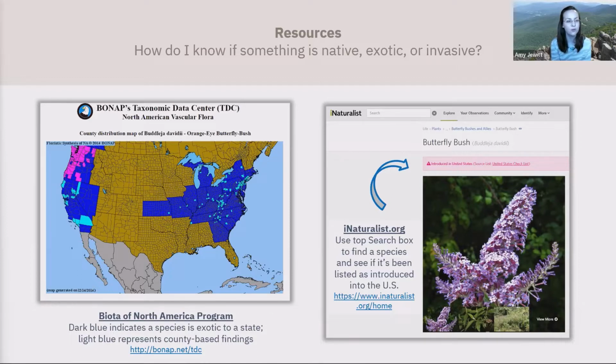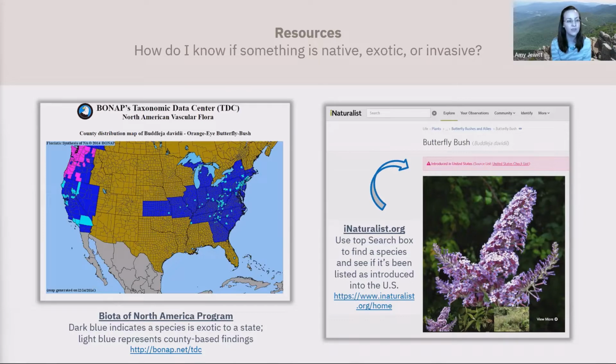And it's a resource where you do need to know scientific names. And this is just for plants. I should clarify that. This is just for looking up the origin of plants. But you do need to know the scientific names of the species. Here I have an example for orange-eye butterfly bush, which some of you might be surprised to learn that butterfly bushes are not only non-native, but they are actually invasive species.